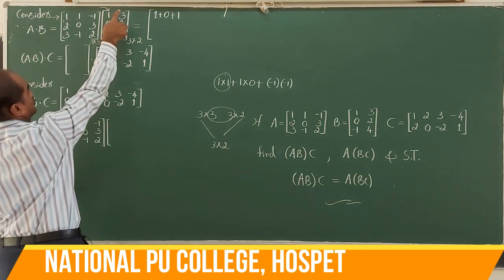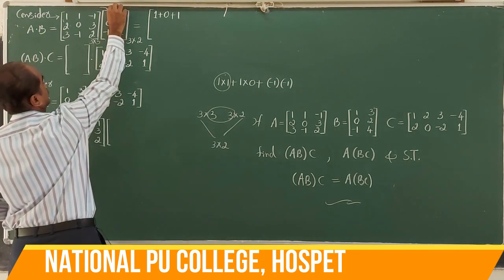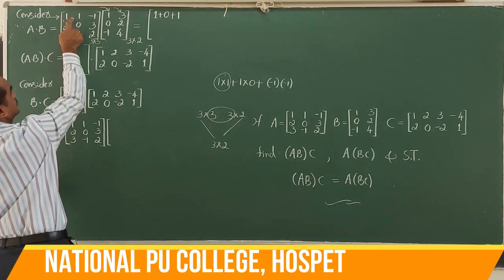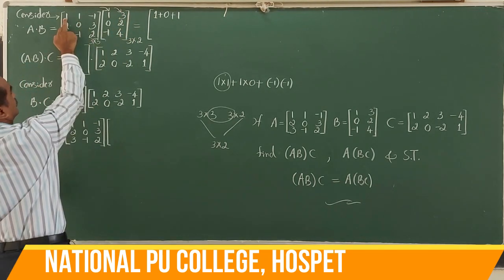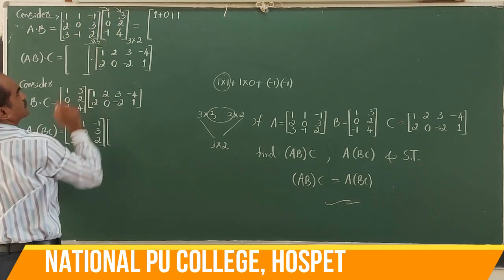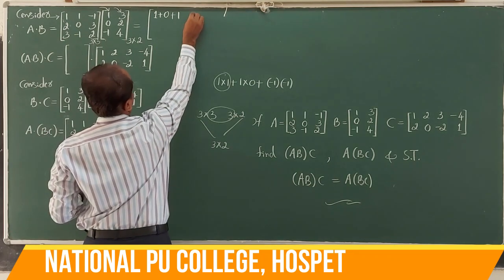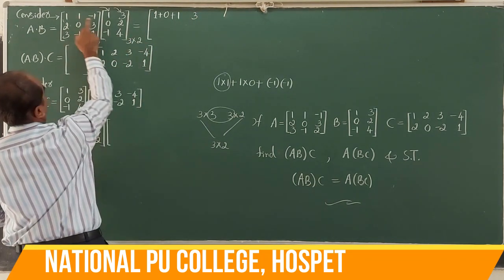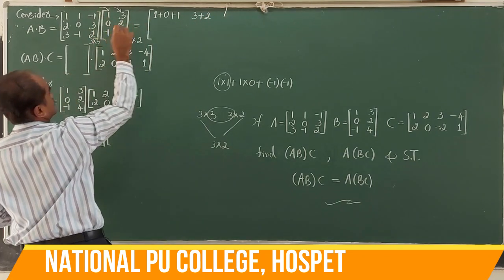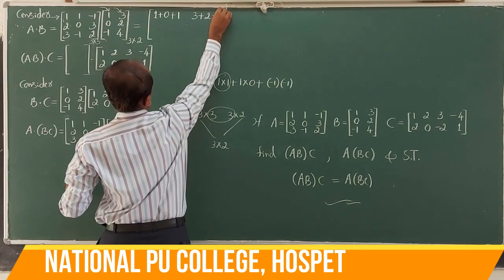Next, first row, second column. Look at the second column, 3, 2, 4. Here first row elements 1, 1, minus 1. 1 into 3 plus 1 into 2 plus minus 1 into 4. 1 into 3, 3. 1 into 2, 2. Plus minus 1 into 4, minus 4.